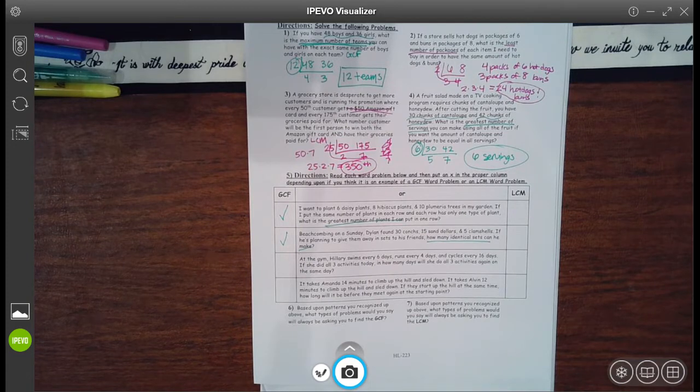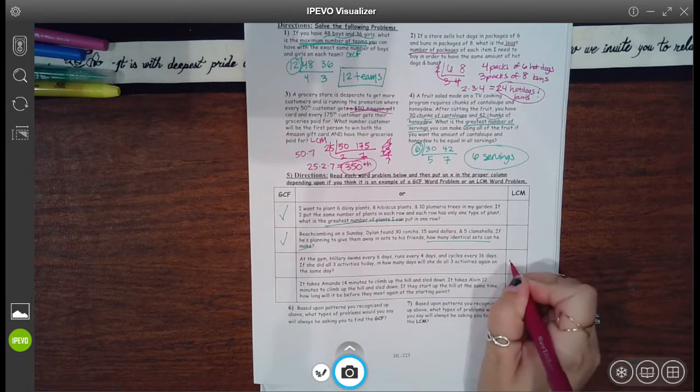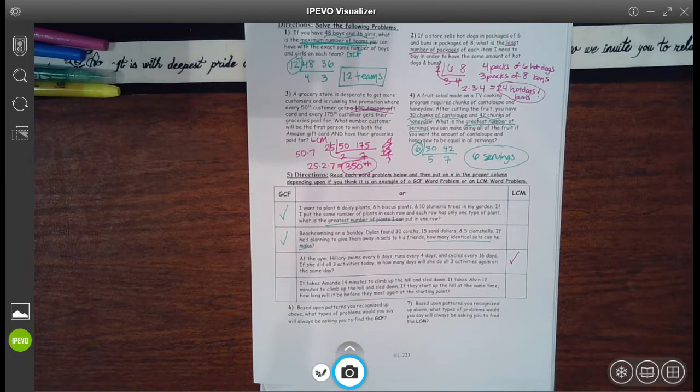At the gym, Hillary swims every 6 days, runs every 4 days, and cycles every 16 days. If she did all 3 activities today, in how many days will she do all 3 activities again on the same day? Well, this is like a scheduling problem. So that's an LCM.